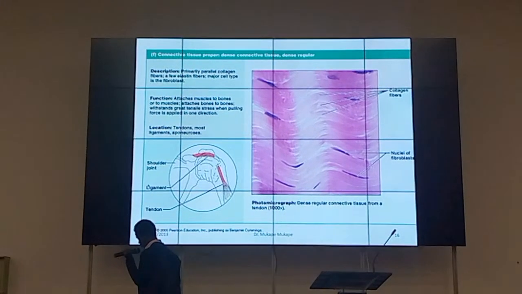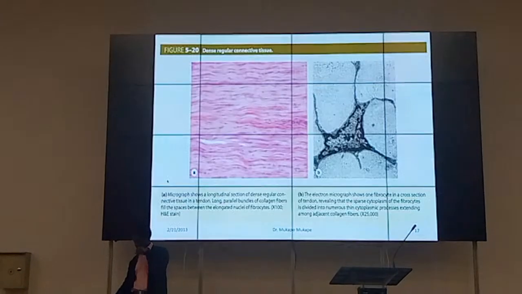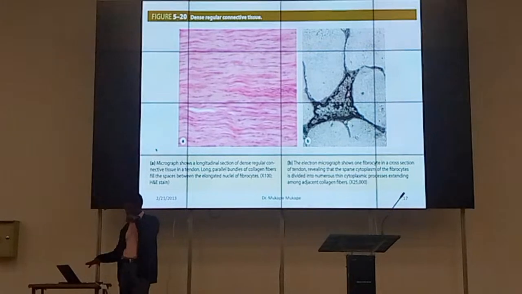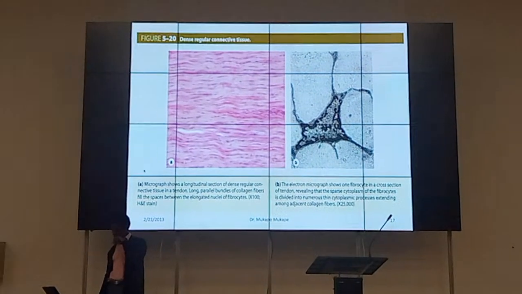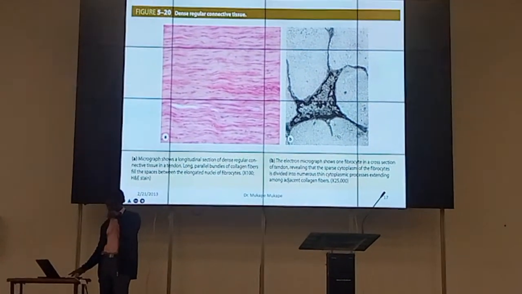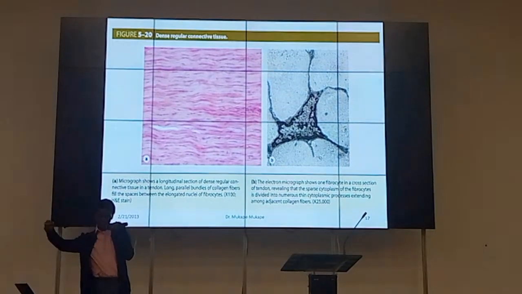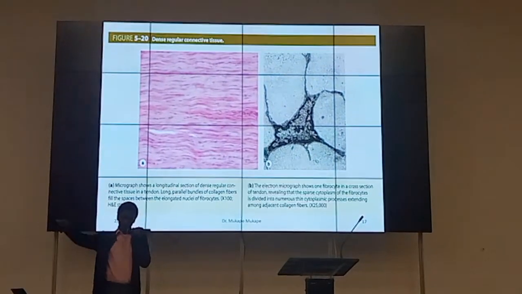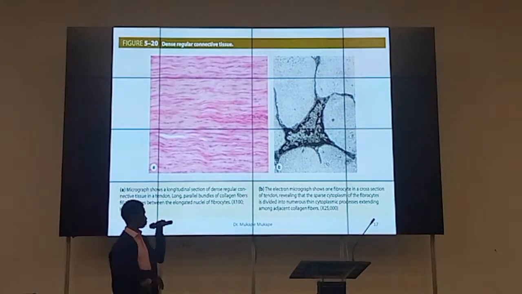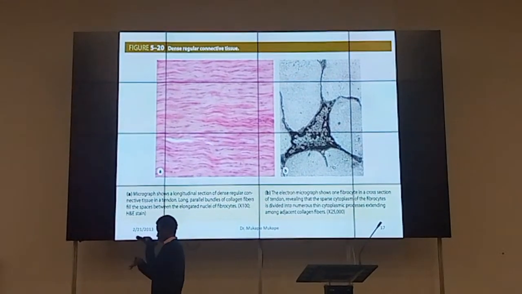This one is basically dense regular. It's another picture to illustrate dense regular connective tissue. Look at the regularity. The cells, the nuclei, are arranged in one line like that. Then you have the fibers also. So there's a clear pattern, like they are parallel to each other. But when you look at the irregular one, they are just haphazard.